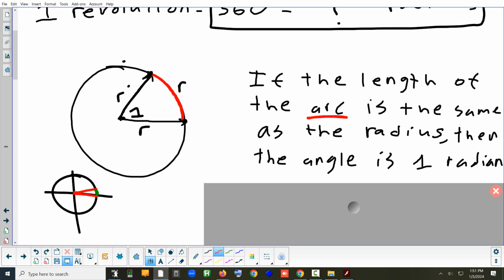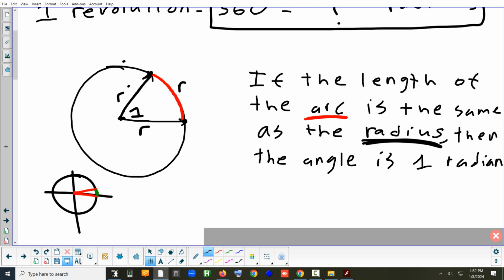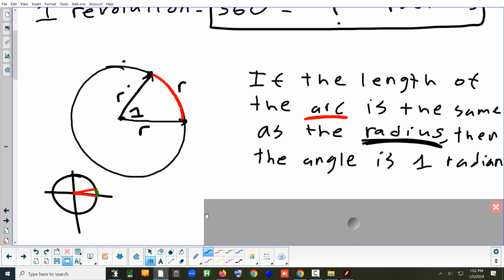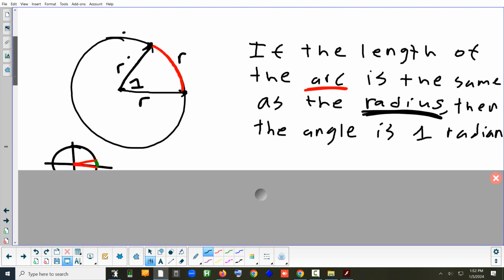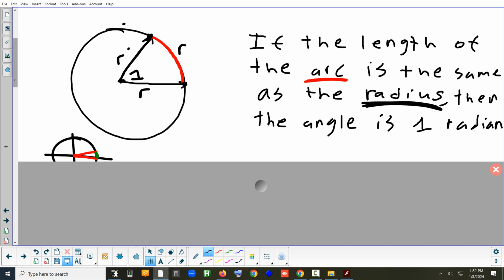So the length of that arc in red is the same as the length of the radius in black. Then you have drawn a picture of exactly one radian. So it kind of gives you a visual of something you can imagine, what a radian looks like. It doesn't help you to convert between radians and degrees, but it gives you a picture of one radian. Any question on that idea?